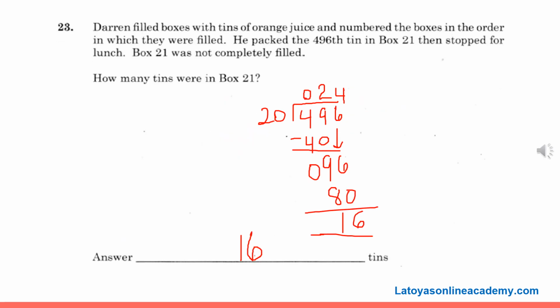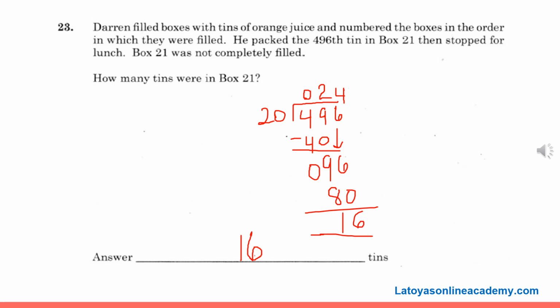Question number 23. Darren filled boxes with tins of orange juice and numbered the boxes in the order in which they were filled. He packed the 496th tin in box 21, then stopped for lunch. Box 21 was not completely filled. How many tins were in box 21? What we need to do here is to divide. He was finished packing 20 boxes. So what we're going to do, we're going to divide. We're going to say 20 into 496. Okay, let's do this.